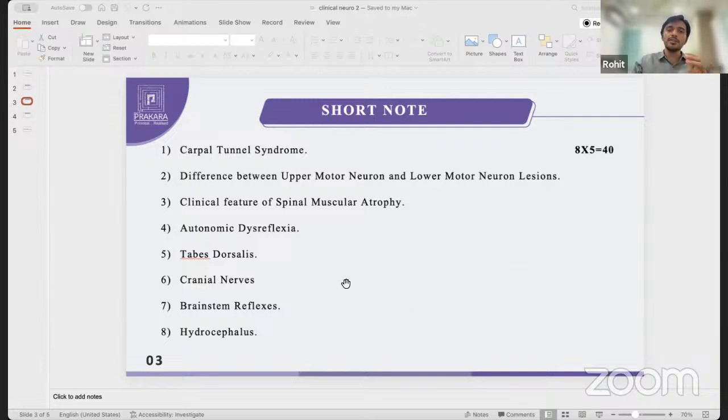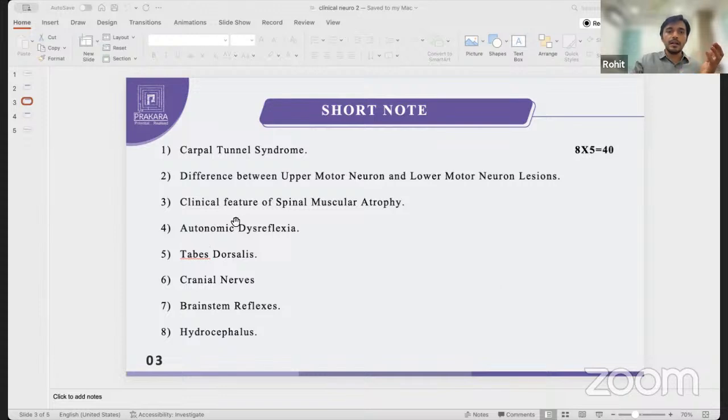Sensory loss can be there in UMN as well as LMN. But cortical sensory loss is predominantly seen in UMN, whereas peripheral sensation loss is seen in LMN. And the sensory loss in LMN is usually severe.